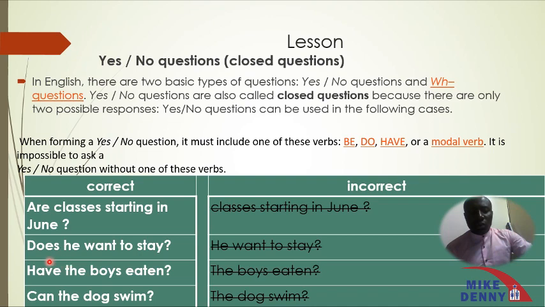Two, the verb to do. Does he want to stay? Not he want to stay. Have the boys eaten? That's correct, not the boys eaten. Can the dog swim? Not saying the dog swim. So you discover that here we use the verb to be or to do or to have or a modal verb, can.